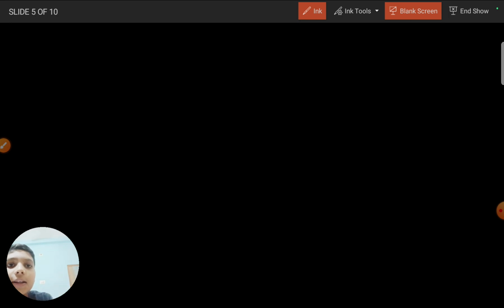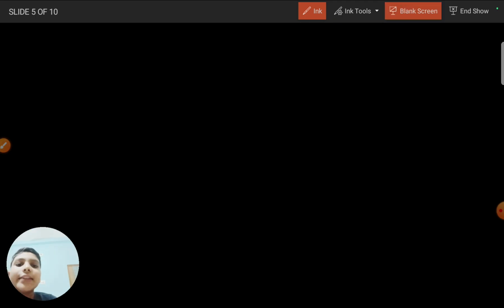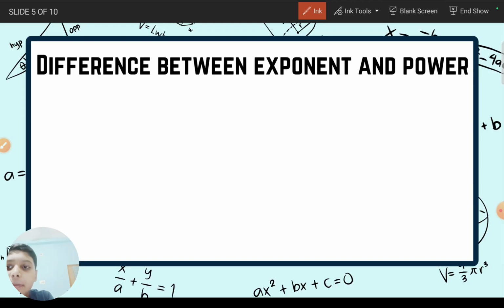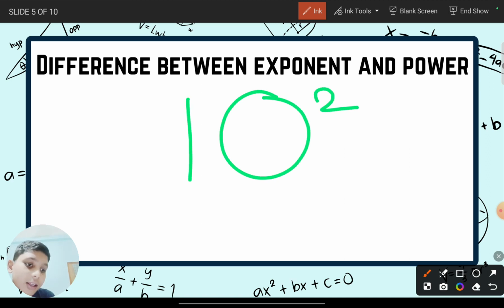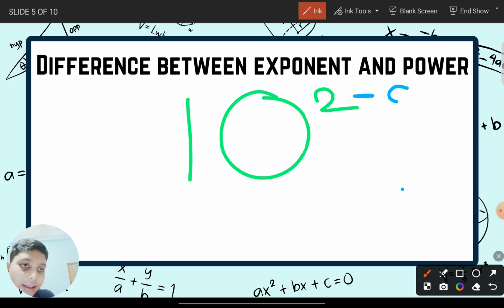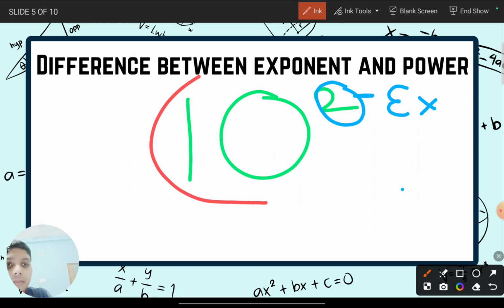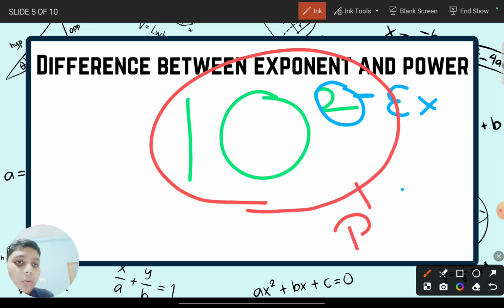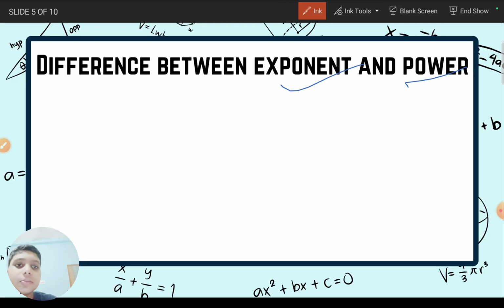Okay. So what we learned, in 10 to the power of 2, this is the base, this is the exponent. So that means we can simply say: here I am writing in bold 10 to the power of 2. Then I will choose a different color. Yes, then this is the exponent, and then this whole thing is what? Power. Understood? So this is the basic difference between exponent and power. Okay, so now let's move on.